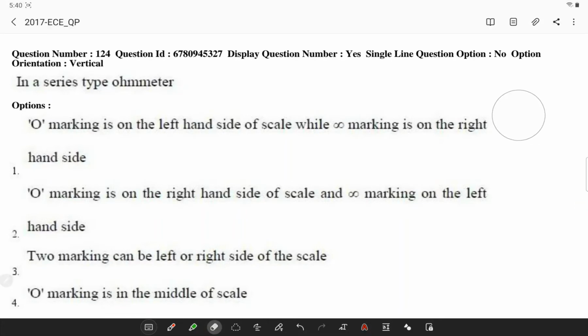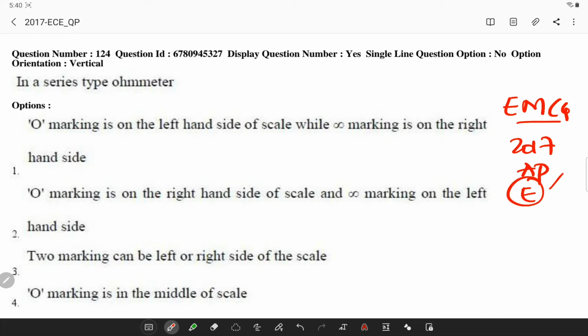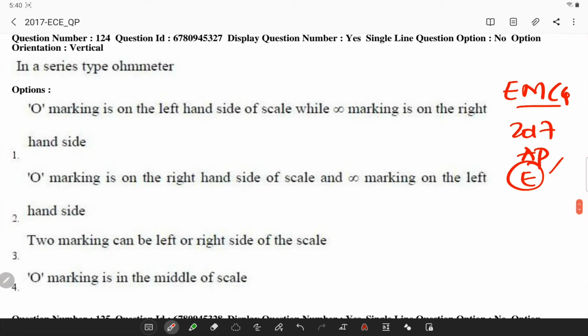Hi friends, today let's solve questions related to EMI, or Electronic Measurements and Instrumentation, in the 2017 AP question paper. The questions related to networks and resonance are also dealt with in other videos.